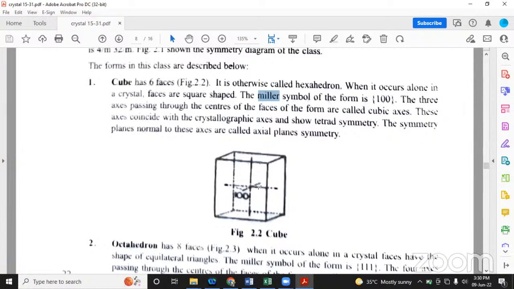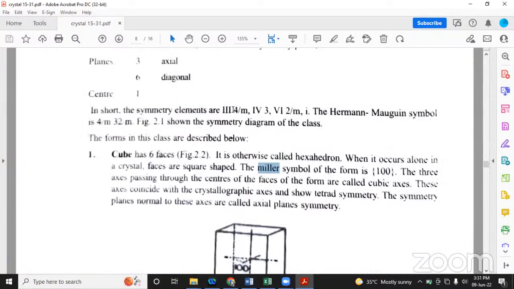of the form and are called cubic axes. These axes coincide with the crystallographic axes and show tetrahedral symmetry. The normal class has 9 planes of symmetry and 13 axes of symmetry. The 9 planes of symmetry are 3 axial planes and 6 diagonal planes. The axes are 3 axes fourfold, 4 axes threefold, 6 axes twofold, based on the symmetry.